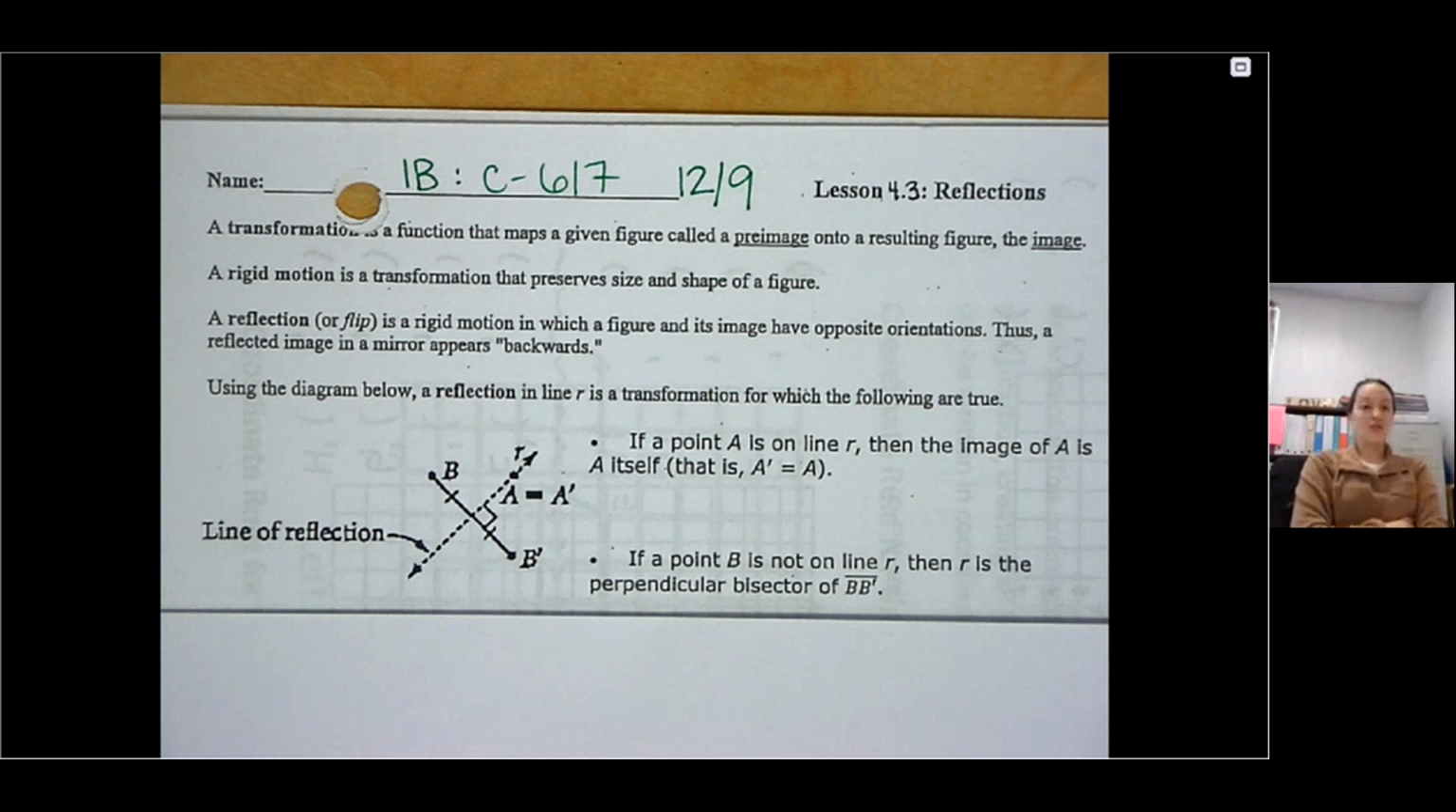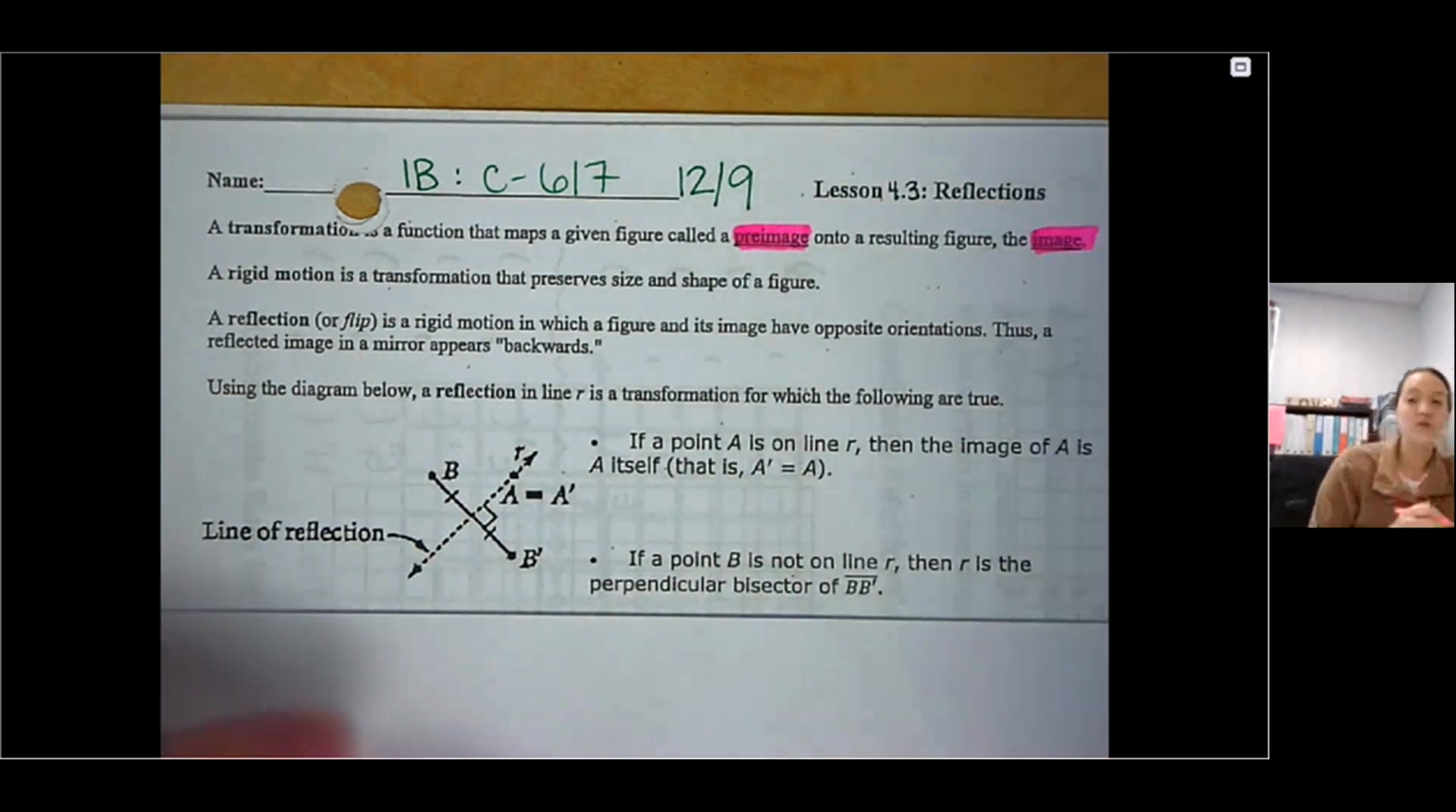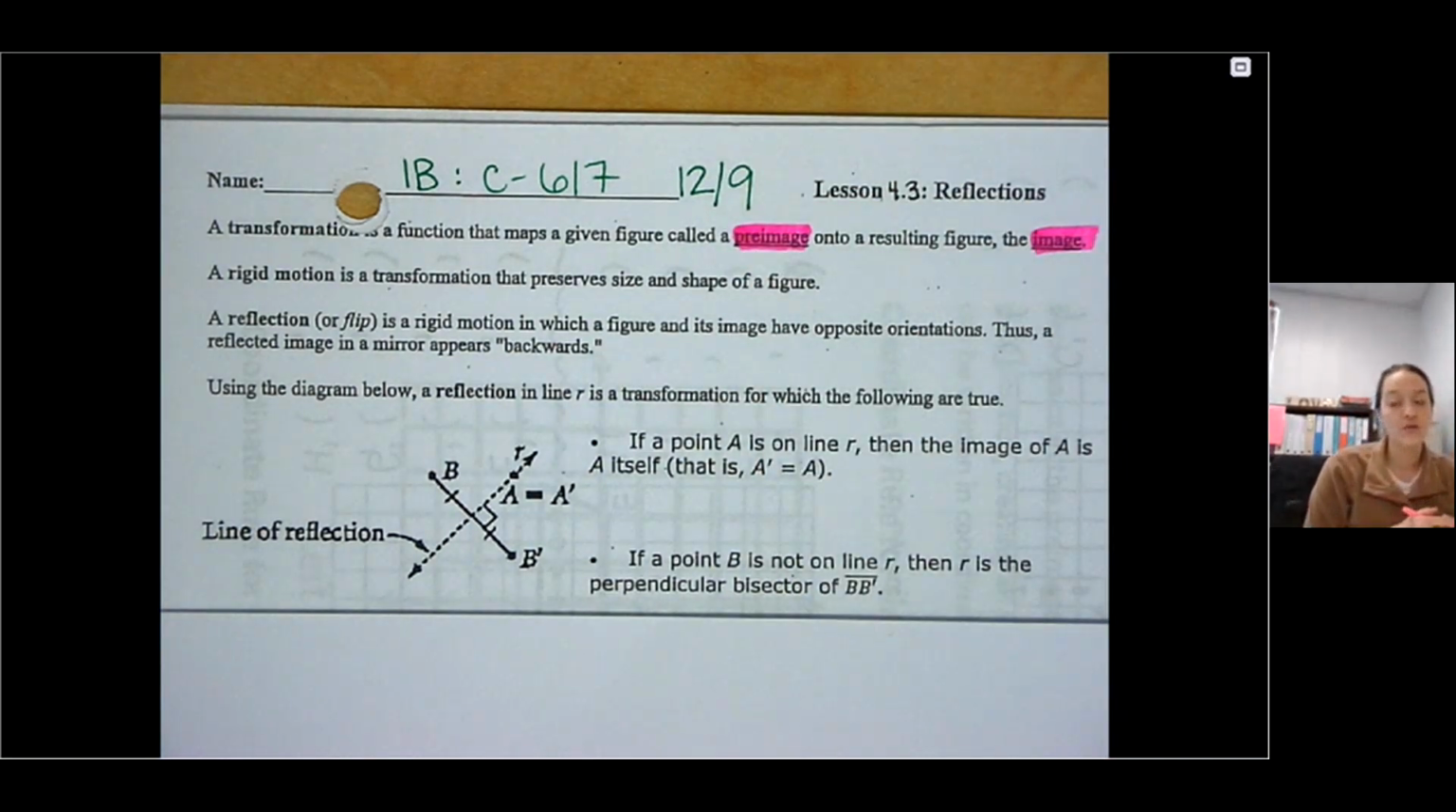So a transformation is a function that maps a given figure called a pre-image onto a resulting figure called the image. The pre-image is where we begin. It's our starting picture. And the image is our resulting picture after we do some kind of transformation. A rigid motion in a transformation preserves size and shape of the figure. In other words, the picture does not get any larger or smaller. It stays congruent. And so rigid just means it's not getting bigger or smaller.